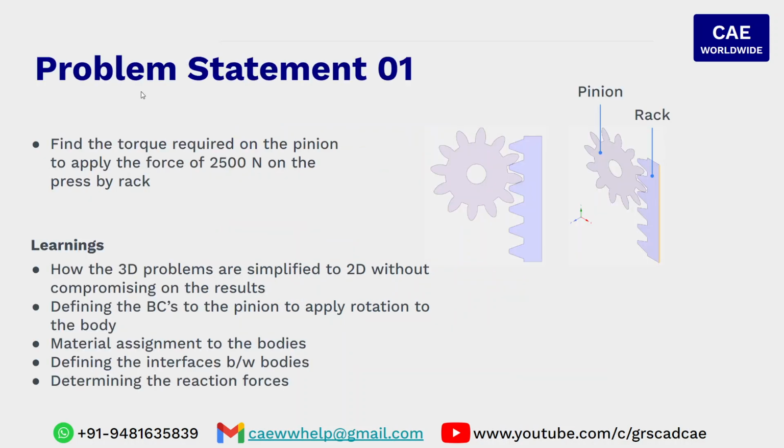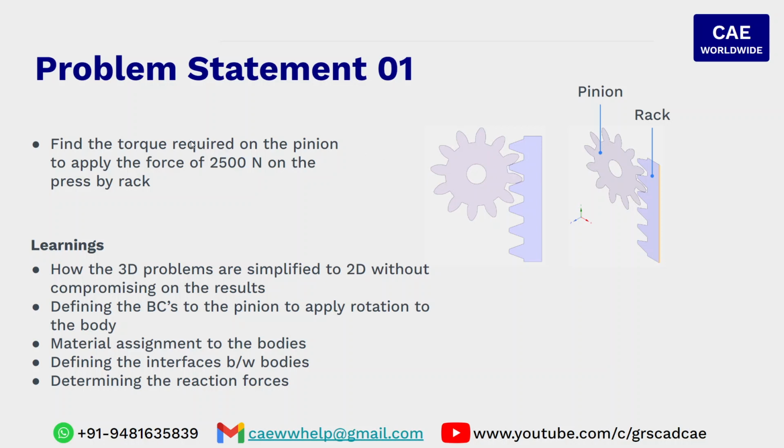The problem statement 1 reads like this. On the right hand side, we can see there are two bodies. One is a pinion, another one is a rack. These two bodies interact with each other and transfer the forces. And there will be a resistance between the bodies from penetration because there will be a skin defined on the interacting edges, that is contact.